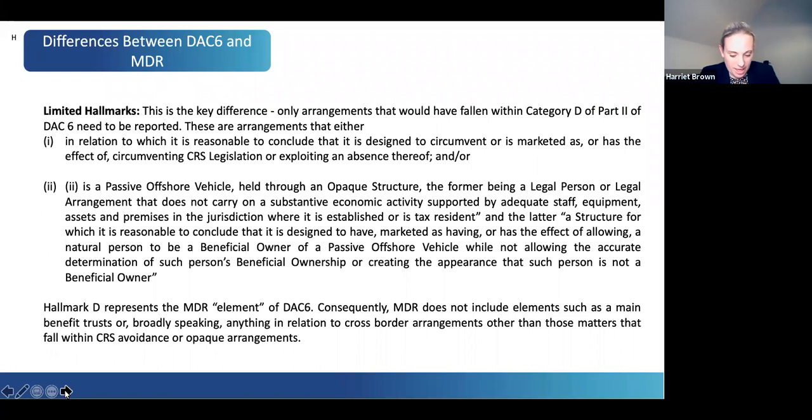What is particularly interesting here is what constitutes an opaque structure, and that is one for which it is reasonable to conclude that it is designed to have, or is marketed as having, or has the effect of allowing a natural person to be a beneficial owner of a passive offshore vehicle while not allowing the accurate determination of such person's beneficial ownership, or creating the appearance that such person is not a beneficial owner. MDR goes on to set out some examples of that. Two that I can think of right off the top of my head.